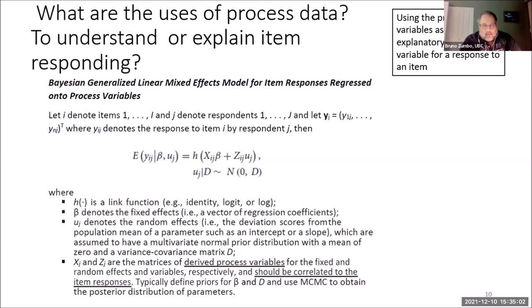Andrew Gelman and others have written extensively about this, but here's one characterization of it. Here's a Bayesian GLMM for item responses regressed onto process variables. I'm not going to worry about this too much. Here's a regression, in this case, y being the item response. Think of it as your linear regression, and I write it as a mixed model, which has both fixed and random factors. But in here, this x and this y, these are the derived process variables. The key element here is that they should be correlated with the item responses.